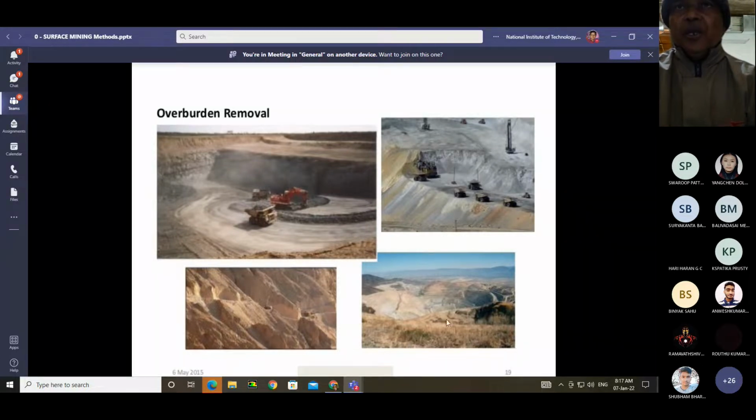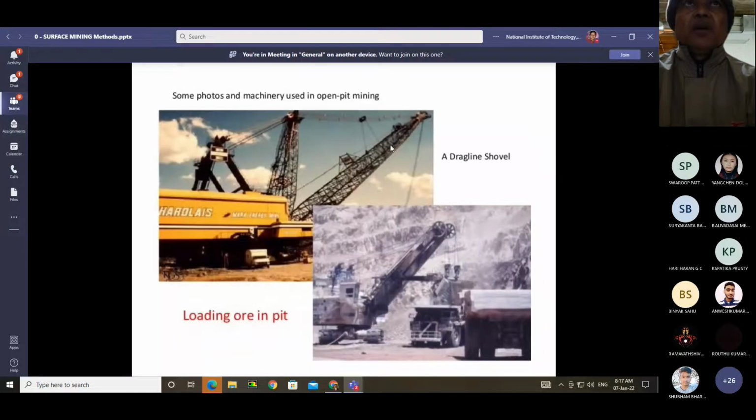This is the way open pit mining is carried out, and in this figure are some photos of machinery used in open pit mining. So this is the loading, this is a dragline, this is the dragline, and this is the shovel. The shovel is loading a truck.